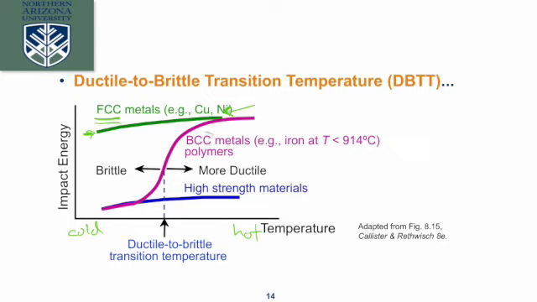But a lot of BCC metals and many polymers, they undergo a transition, right? At warmer temperatures, they can handle a lot of impact energy, but there's a sudden temperature change where the impact energy drops dramatically. And this is what happened with some of the ships that were built in World War II, and before that with the Titanic back in early 1900s.